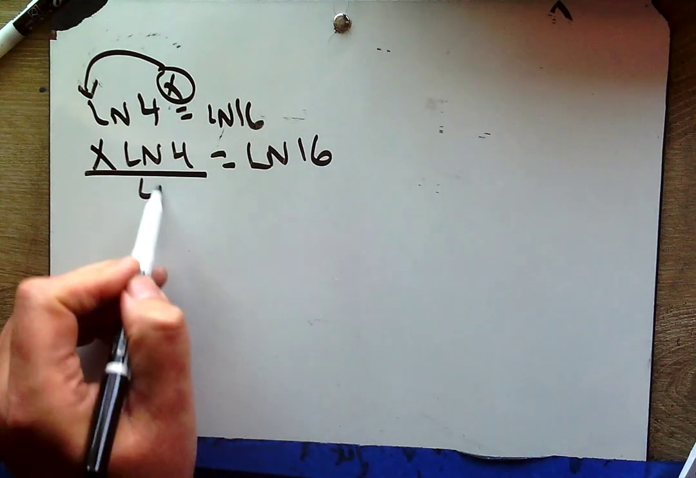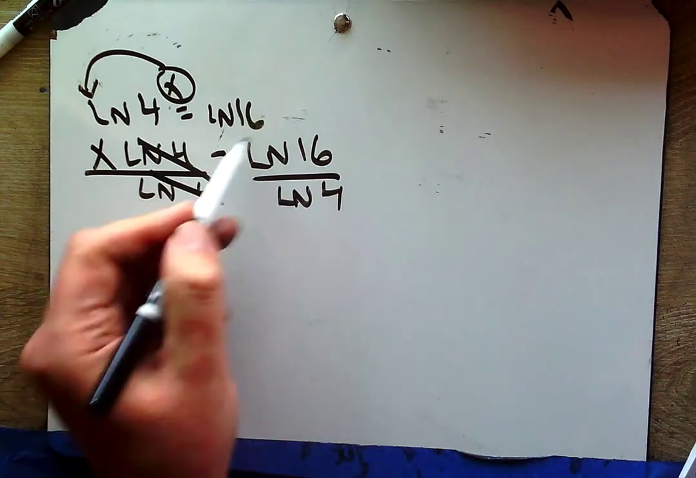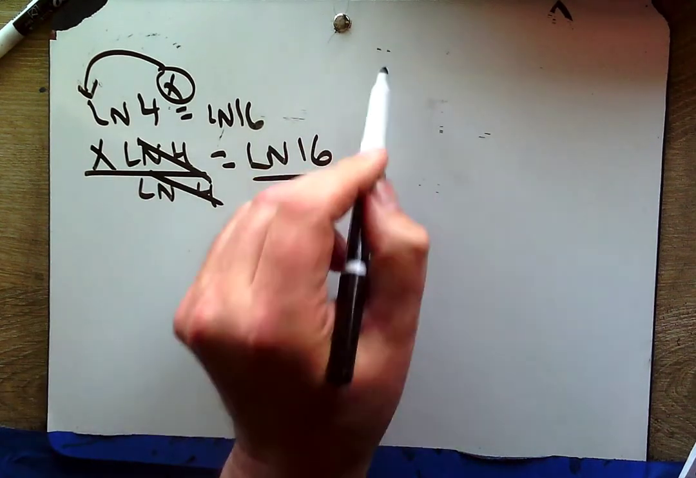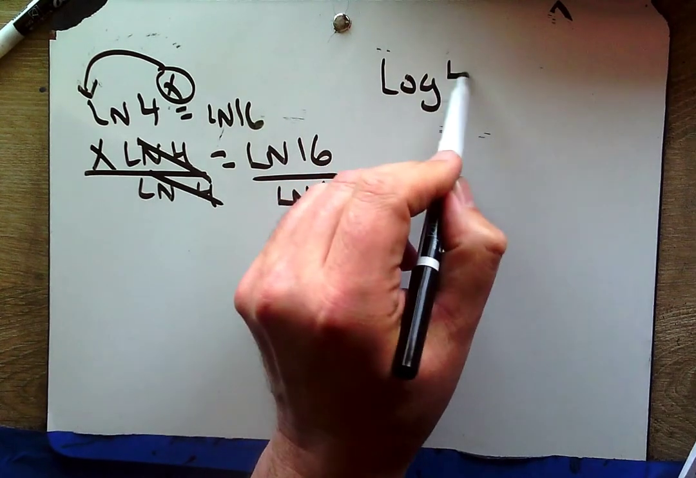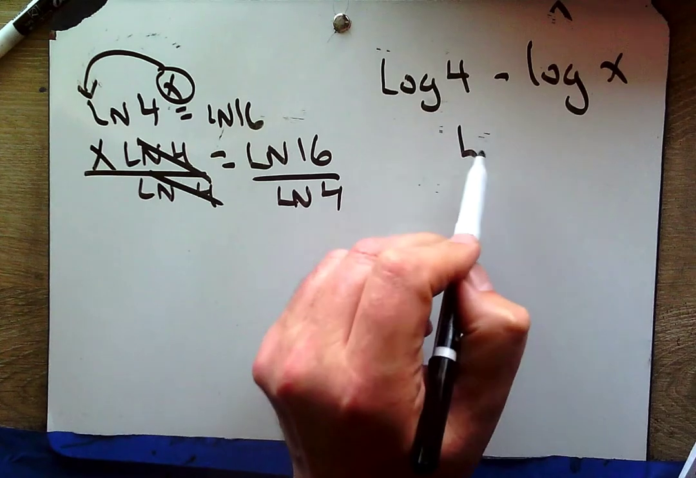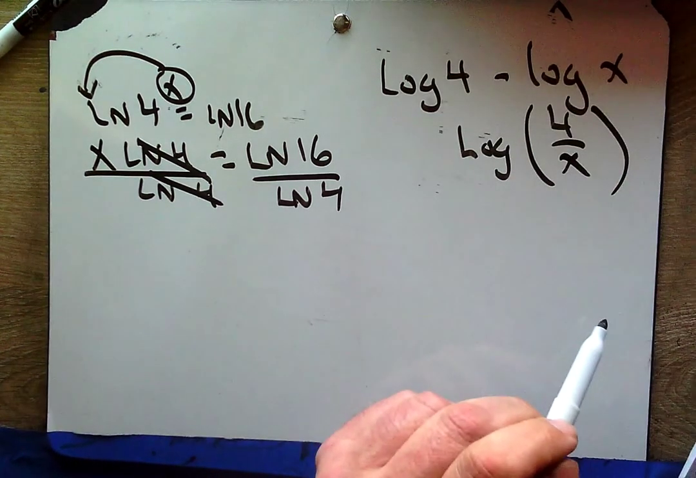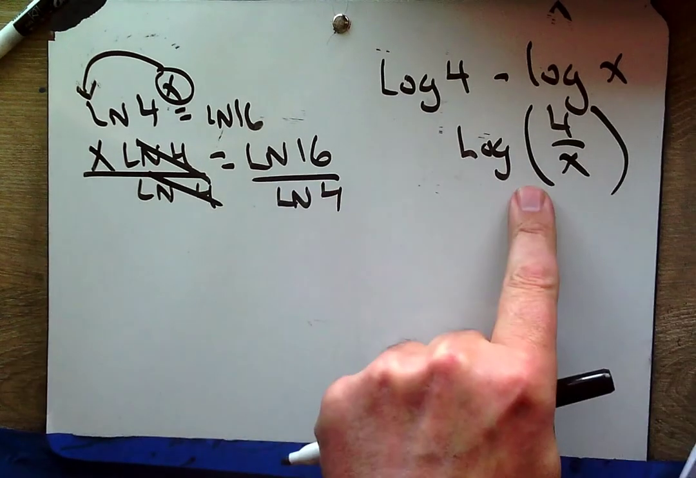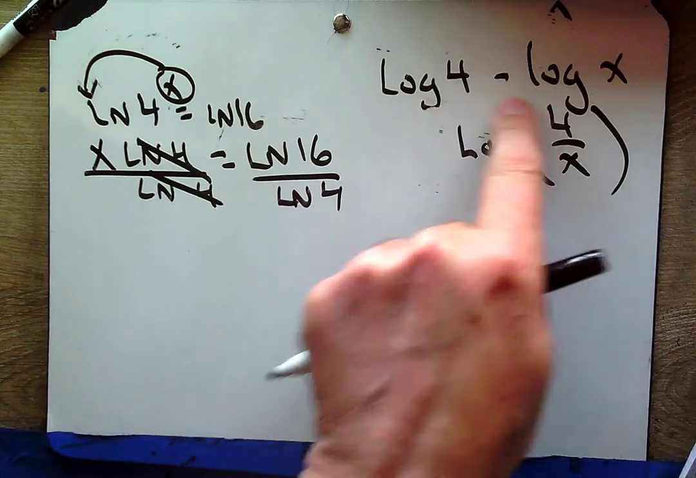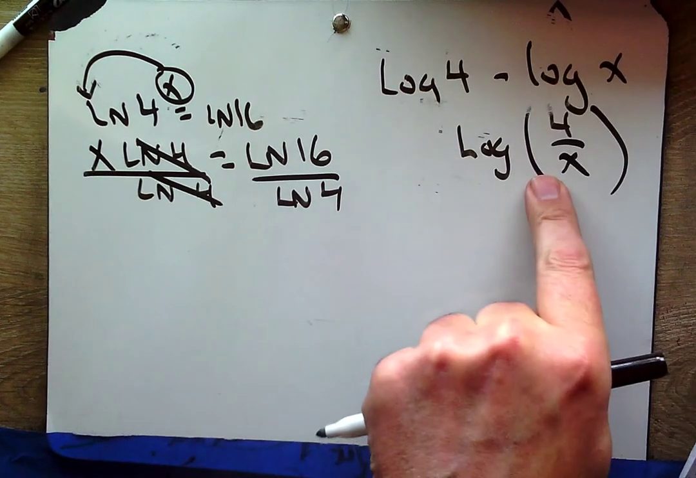And then divide both sides by ln of 4. Notice this is 2 different logs. This is not the same as log 4 minus log x, which can be written as 1 log with 4 over x. This is not this. This is me using my log property to condense these 2 terms to 1.